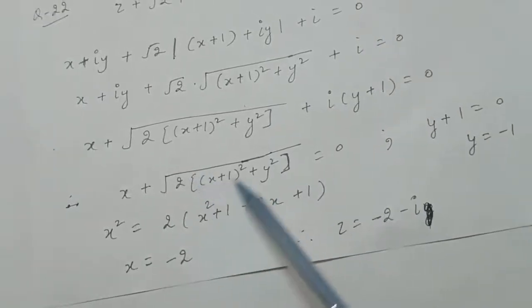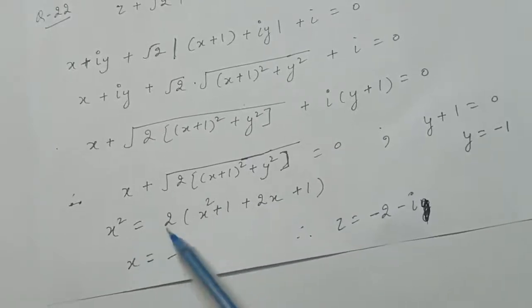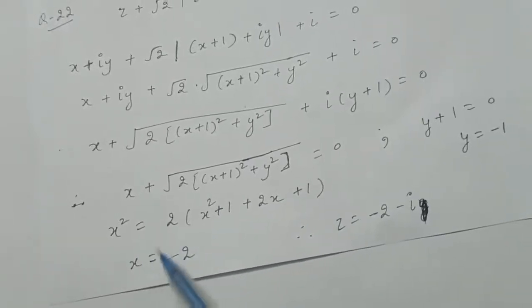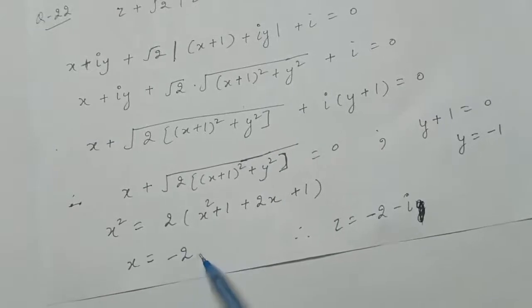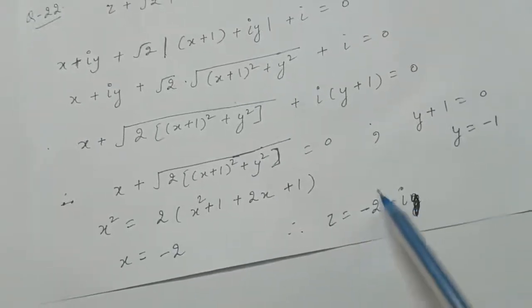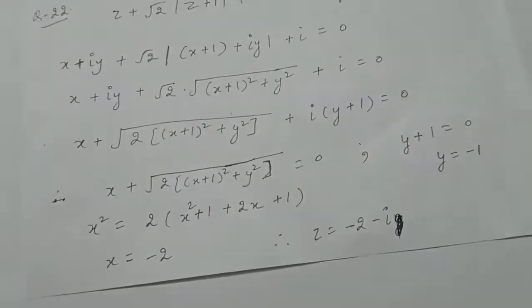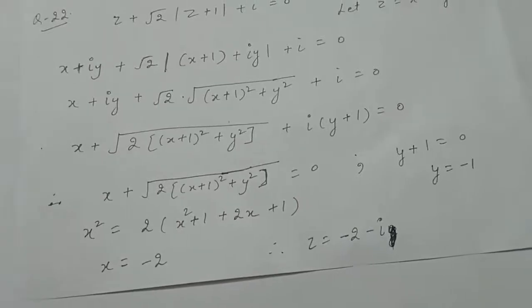So you will get the value of y as minus 1. From here take this term on the right side and then square both the sides. So after solving this completely, you will get the value of x as minus 2. So z will be x plus iota y. X is minus 2 and y is minus 1. So you will get z as minus 2 minus iota.